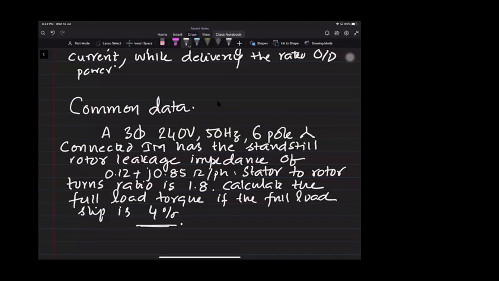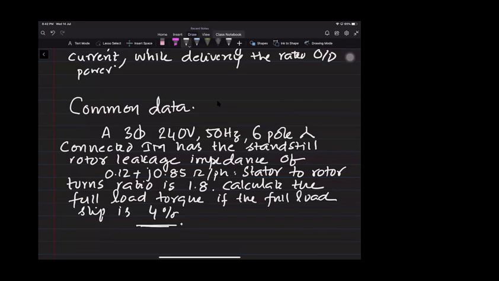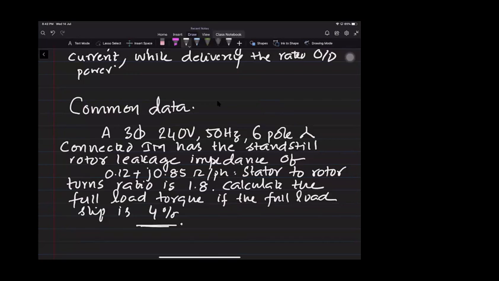If he asks in synchronous watts, what is your question? Tell me clearly, I'll give the answer for that. Sir, he is asking the full load torque in synchronous watts. Okay, so your requirement is to calculate the full load torque in synchronous watts, correct? Yes, sir.